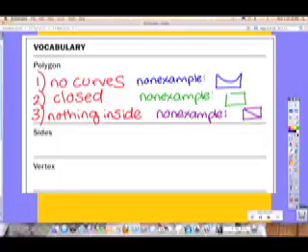Questions? Go ahead. I don't know. What do you guys think? Is a triangle a polygon? We've got straight sides. Do we have anything on the inside? No, we're good. Totally polygon. Good question. Great question.